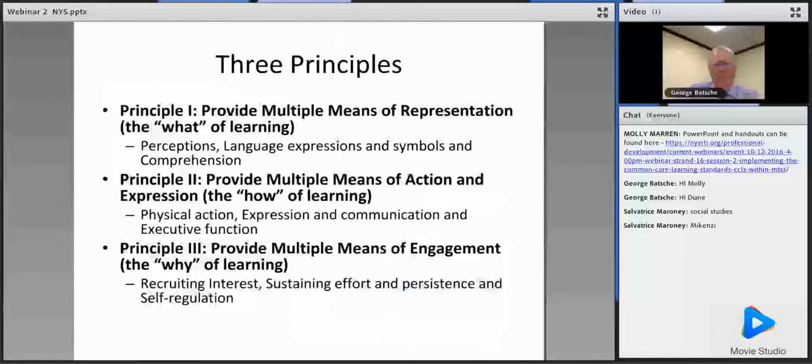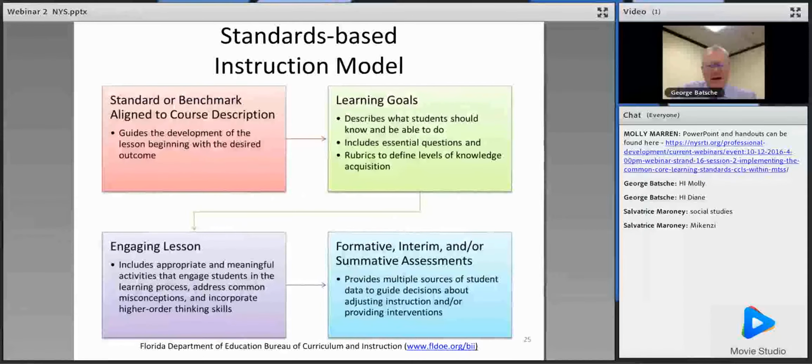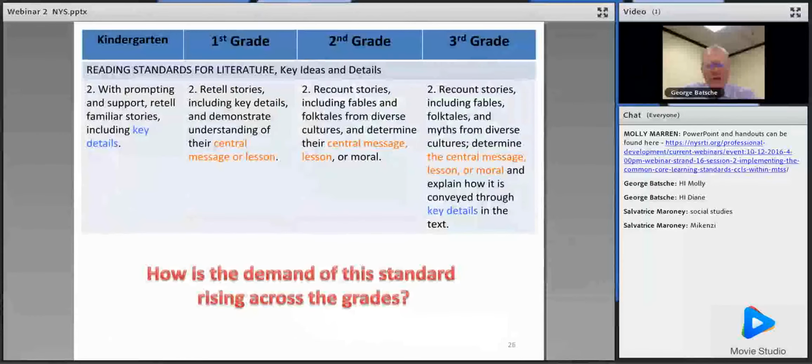The engaging lesson as we're planning it, we want to go back to the 3 principles of universal design and say, as we're planning an engaging lesson, are we going to have multiple means of representation? Are we going to have multiple means of action and expression? And with the 2 of those, is there going to be multiple ways that students can engage this lesson? And then we will, of course, develop formative, interim, summative, curriculum embedded assessments to see how students do.